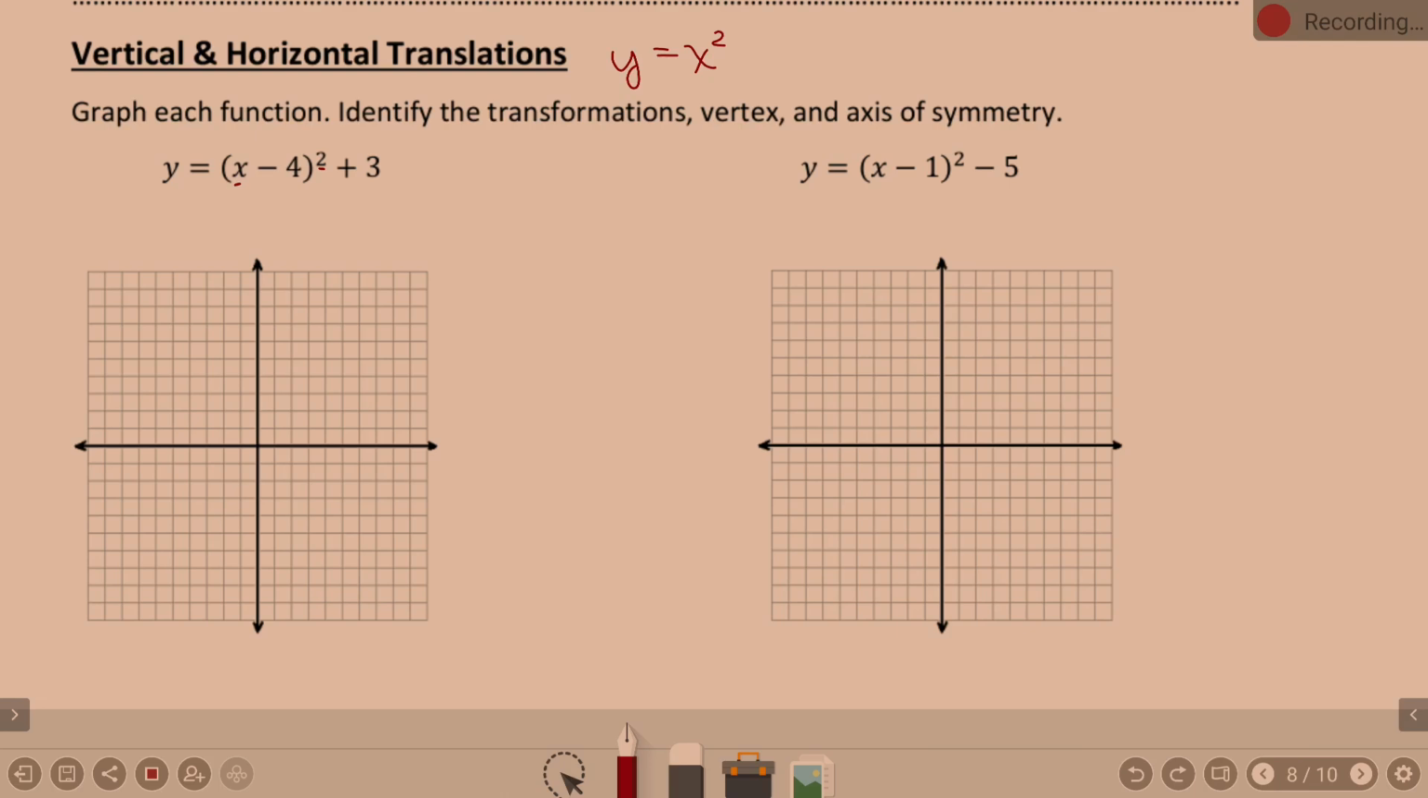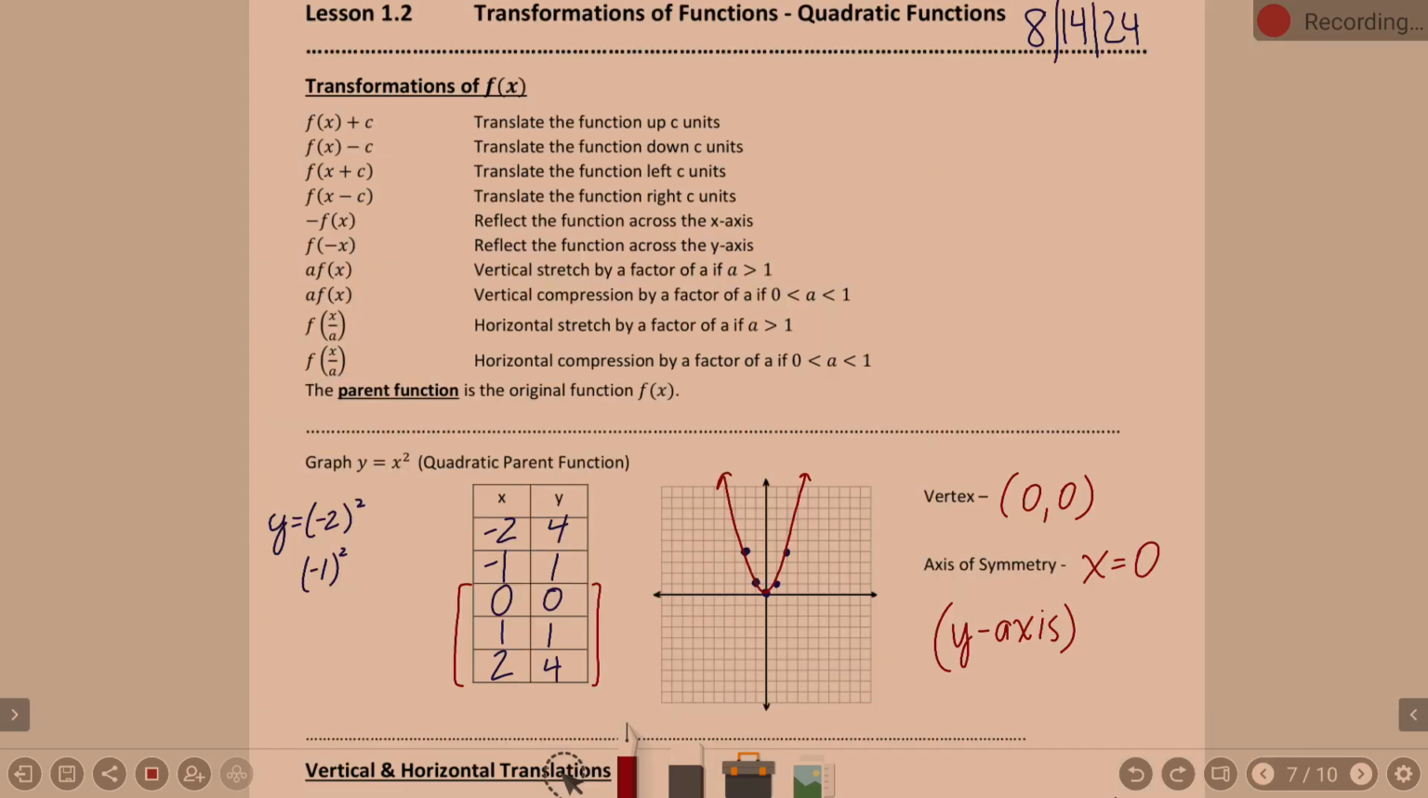Now, what do the 4 and the 3 tell this graph to do? What do you got, Ian? Right 4, up 3. You guys agree with him? This is that chart at the top of the page, yes? A number like the plus 3, added or subtracted out back, is going to tell the graph to go up, yes? What was the other one? Minus 4? But that minus 4 was where? In parentheses. So in parentheses is going to tell us to go right.